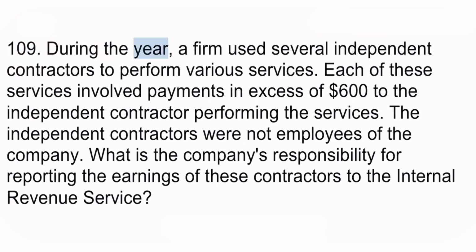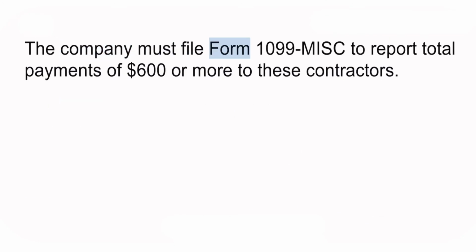109. During the year, a firm used several independent contractors to perform various services. Each of these services involved payments in excess of $600 to the independent contractor performing the services. The independent contractors were not employees of the company. What is the company's responsibility for reporting the earnings of these contractors to the Internal Revenue Service? The company must file Form 1099-MISC to report total payments of $600 or more to these contractors.